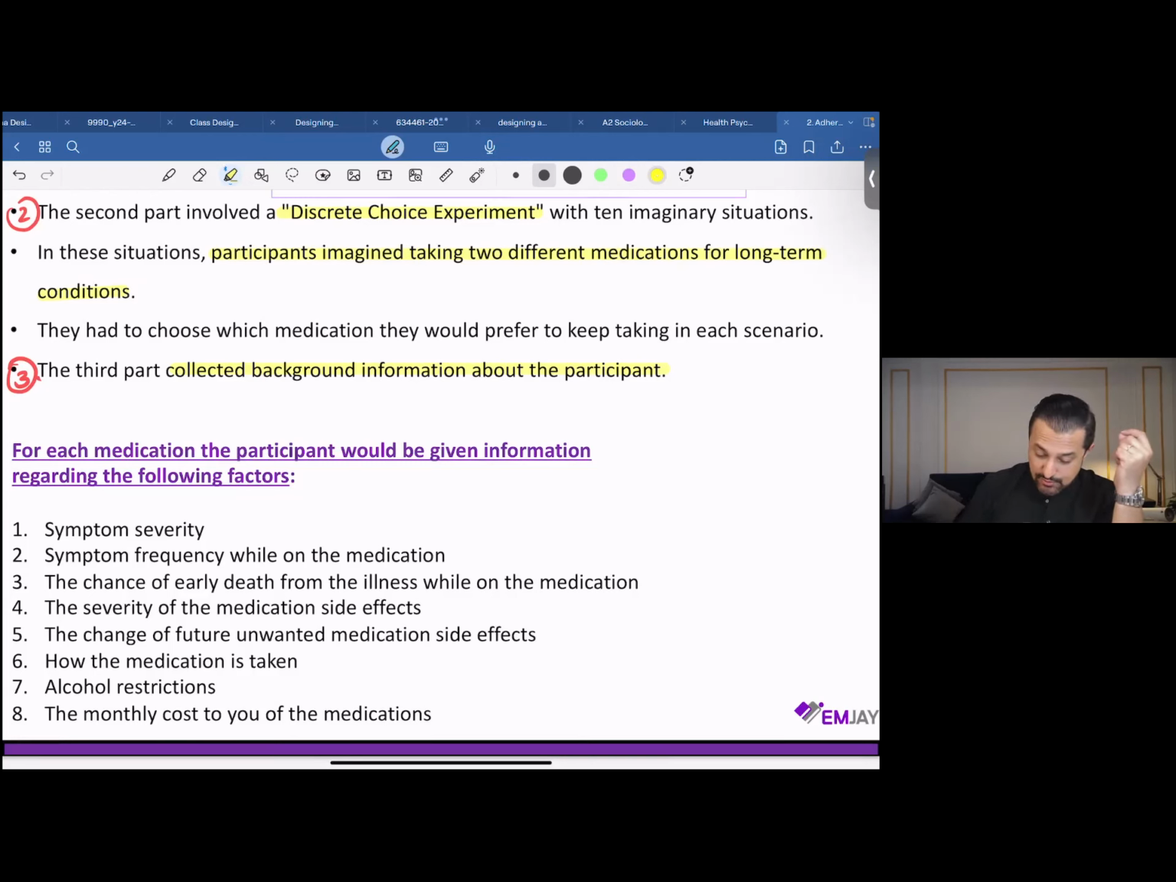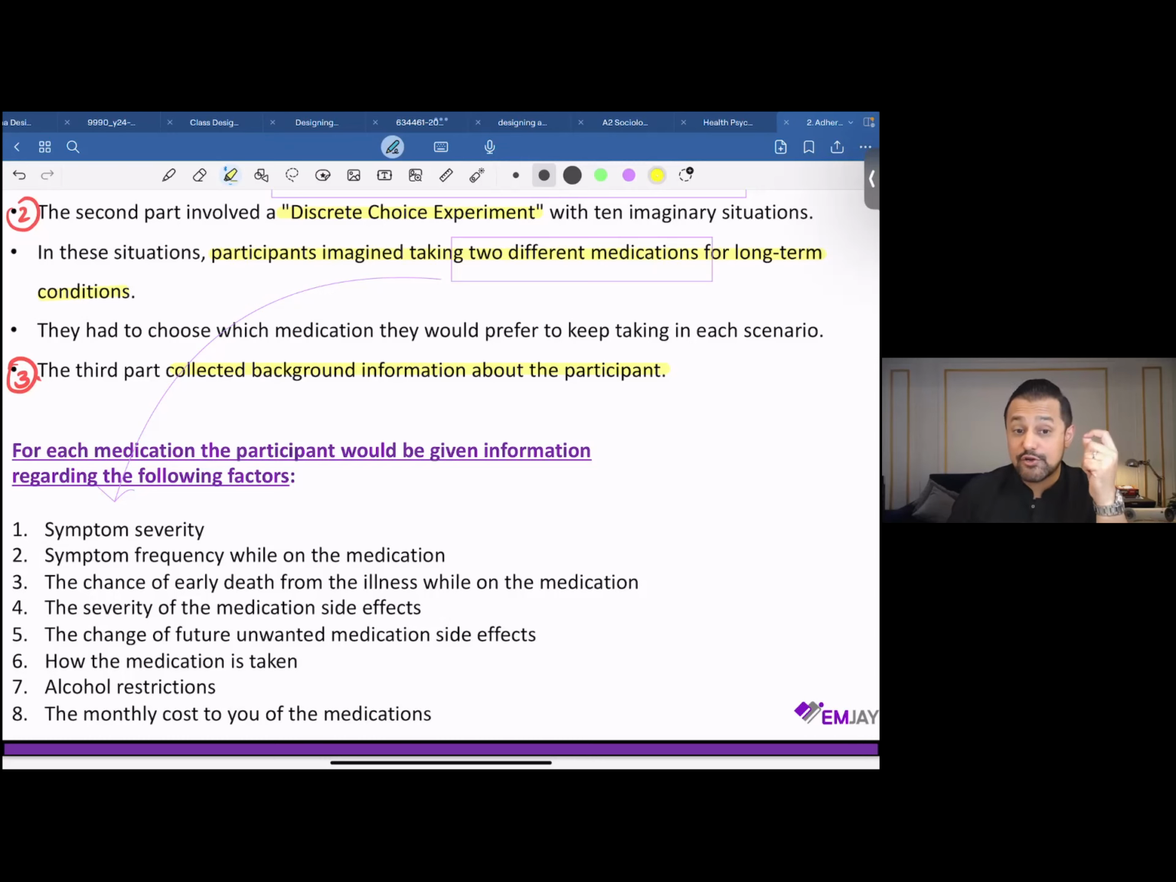For each medication, remember there were, this is what we're talking about. Here you go. So the first one, symptom severity. Number two, symptom frequency while on the medication. Number three, the chance of early death from the illness while on the medication, which of course for many would be a worrying factor, and a justifiably concerning factor.